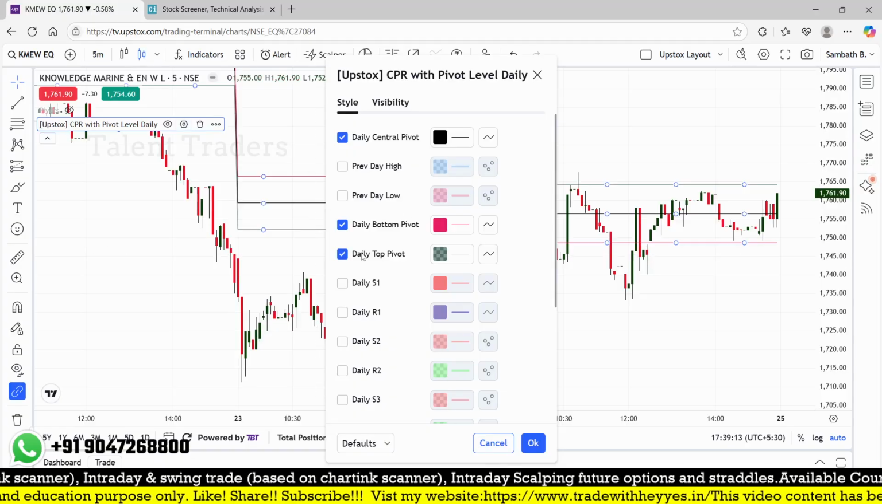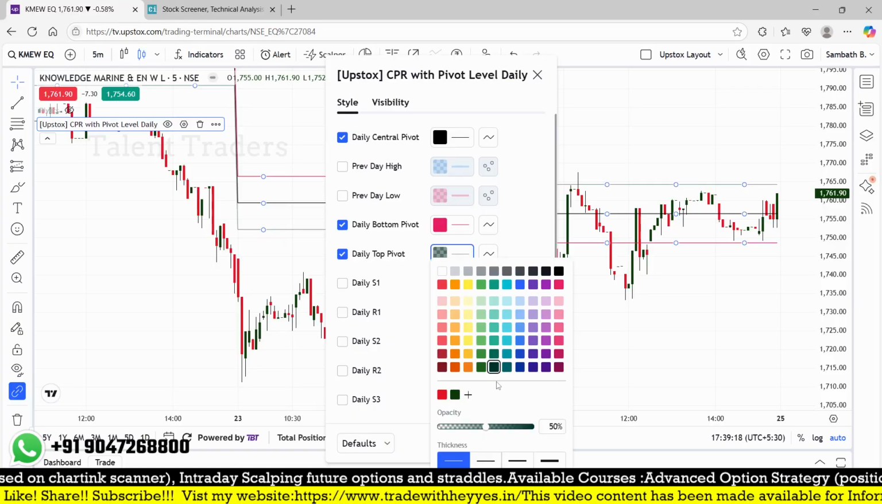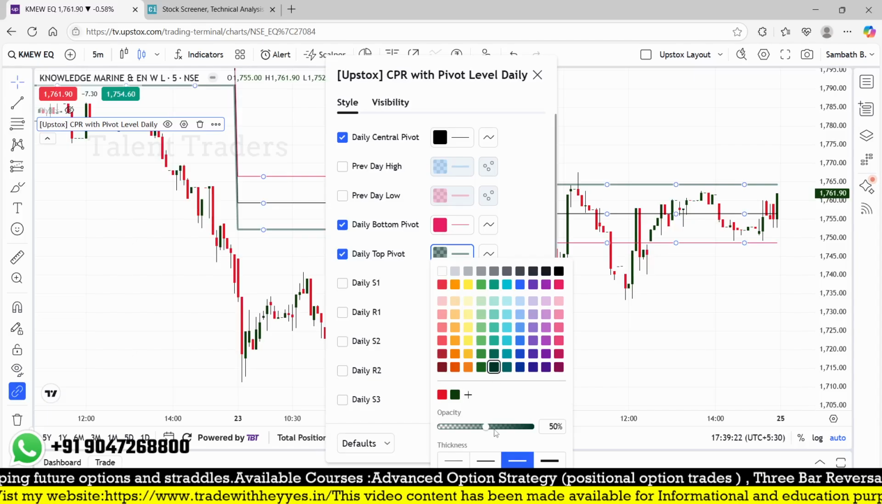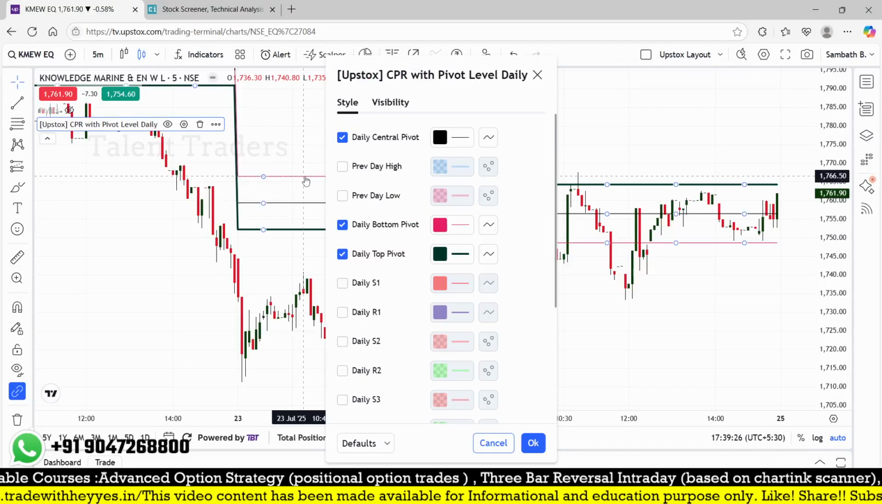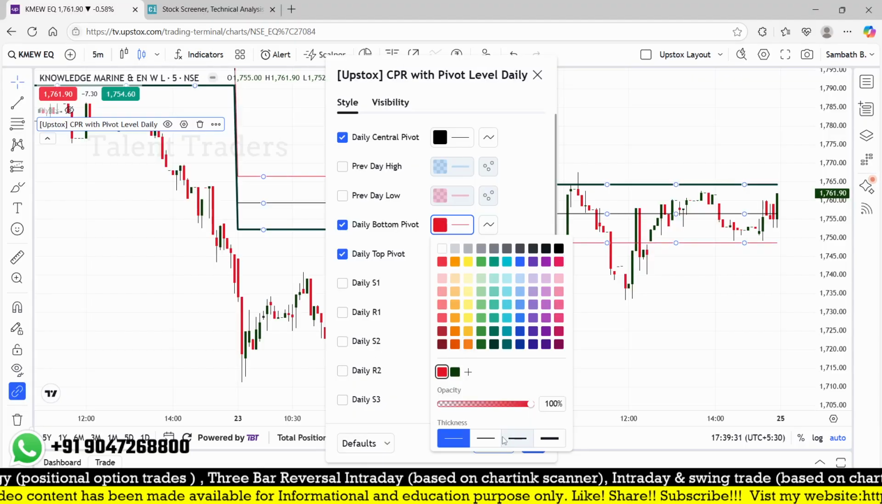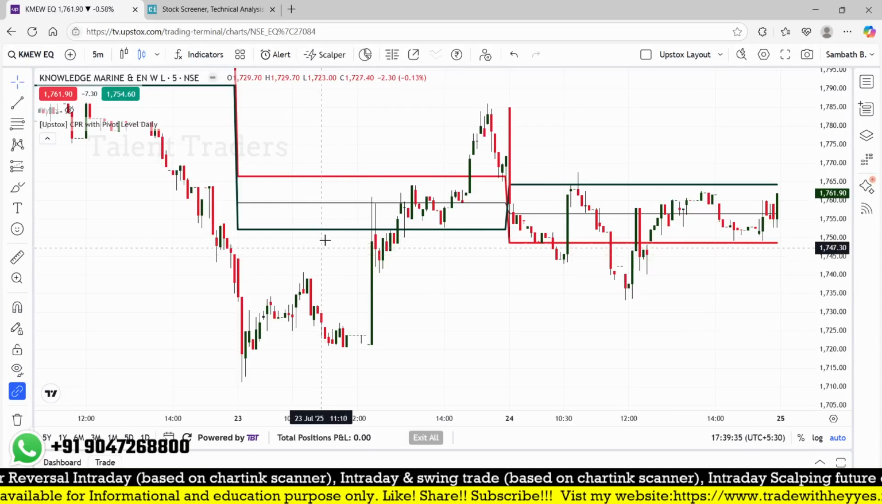Okay, so here the top pivot is in green color, which I have marked in bold. We can even use dark green. And the bottom pivot is in pink color, or we can make it red to make it easier to understand. Okay, so where you can see previously, that is an exact one.